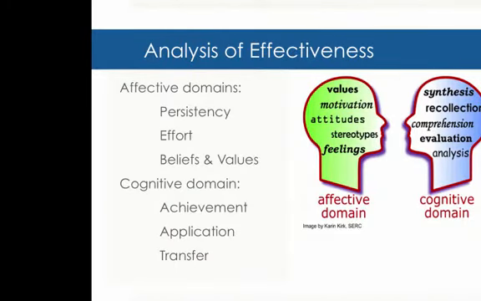So when we're using technology tools in the classroom, we want to analyze the effectiveness of these tools. There are two major domains that we might look at in terms of the effectiveness for students. There are affective domains, which are the values, motivation, attitudes, stereotypes, or feelings, and cognitive domains, which is how well students can synthesize, recollect, comprehend, evaluate, and analyze.